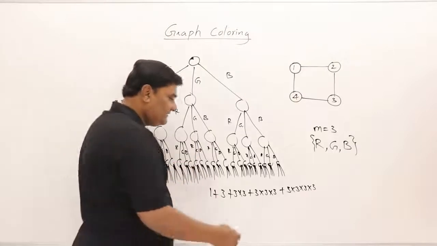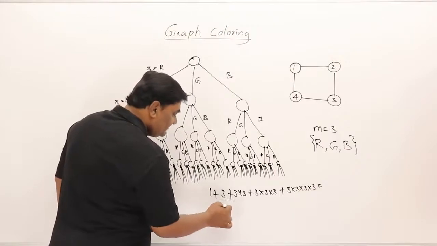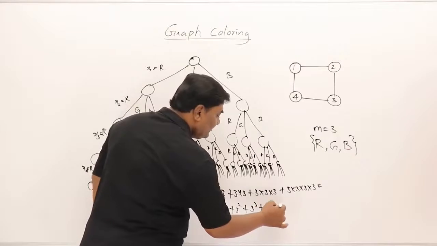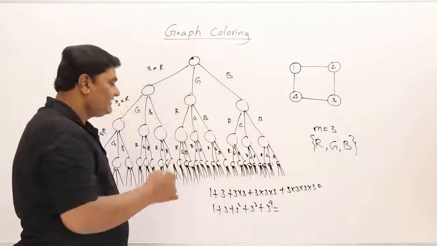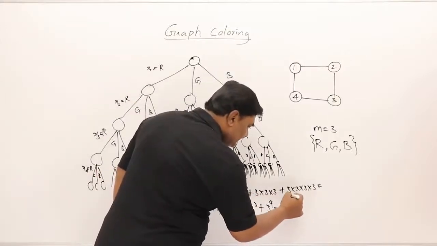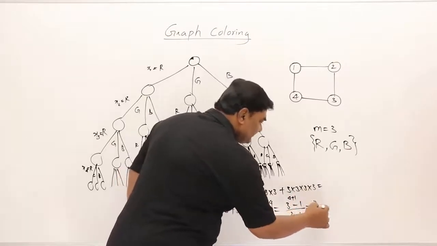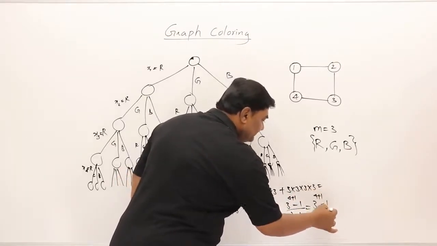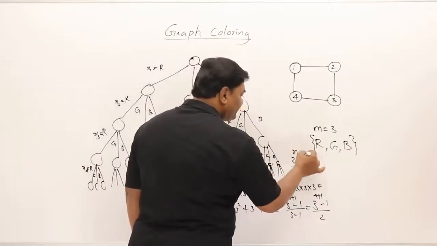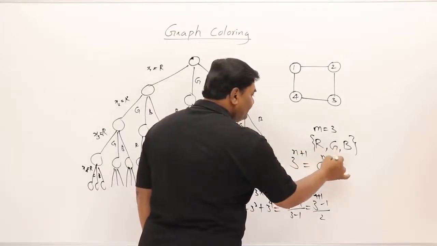Then how many nodes are these? This is 1 plus 3 square plus 3 cube plus 3 power 4. So for 4 vertices, it is forming 3 power 4. So this is (3 to the power of 4 plus 1, minus 1) by (3 minus 1). So this is (3 power 4 plus 1 minus 1) by 2. So this is approximately 3 power n plus 1, where n is the number of vertices. And what is 3 here? It is m, the number of colors. So m to the power of n plus 1.